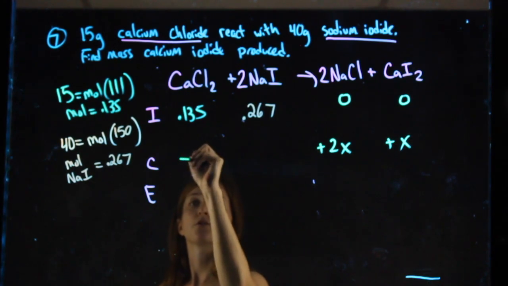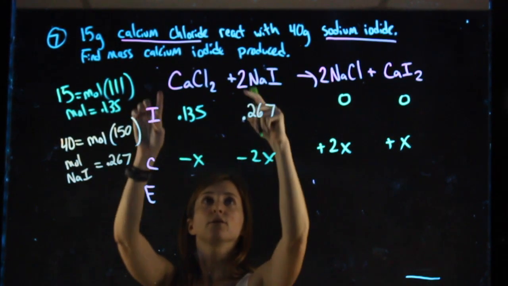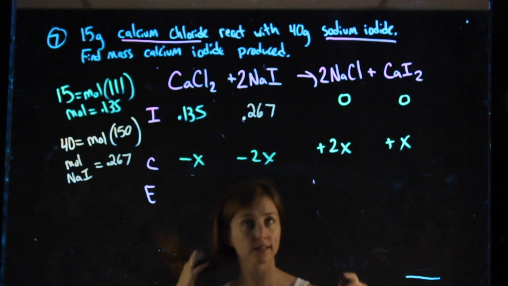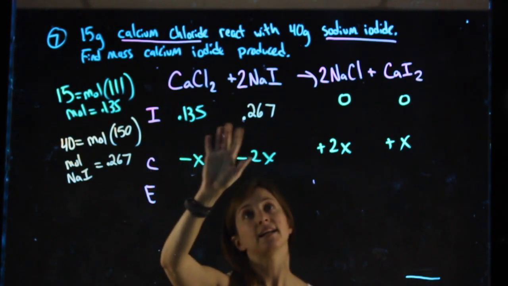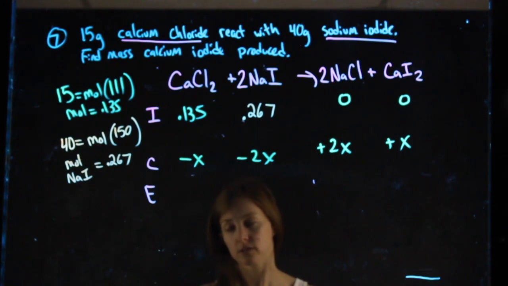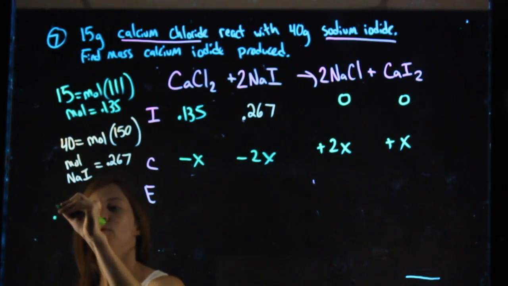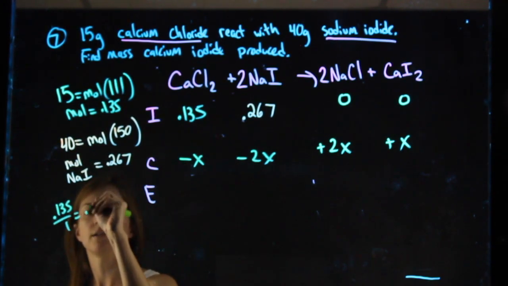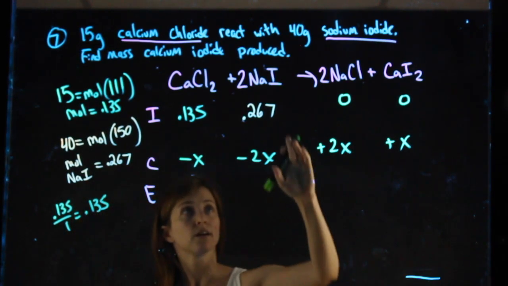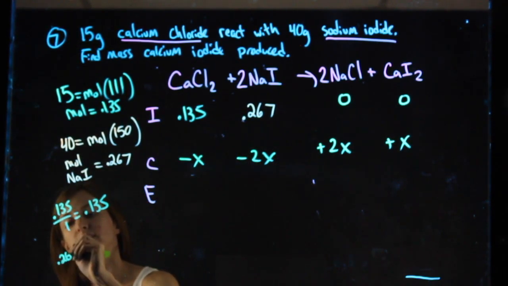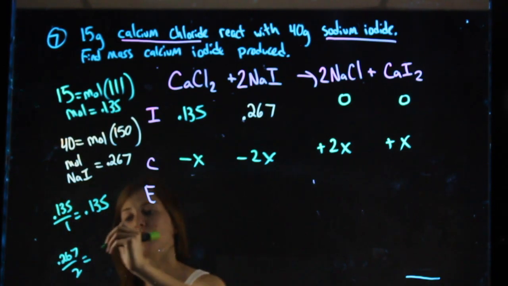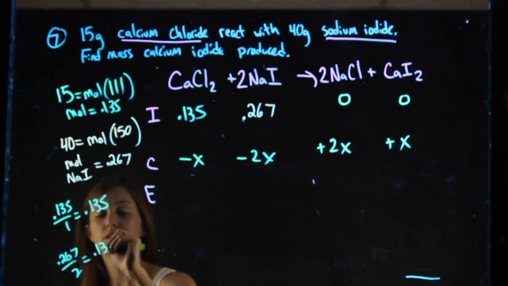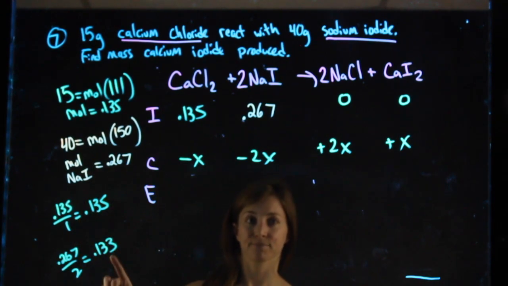These are both reactants, so they are both going to decrease, again using their coefficients as the number of x's. To figure out which one's limiting, I go off to the side and divide each of these moles by their coefficients. So for calcium chloride, 0.135 divided by 1 is still 0.135. For sodium iodide, 0.267 divided by 2. And if I kept that number on my calculator, these numbers are really close, but it's 0.133.